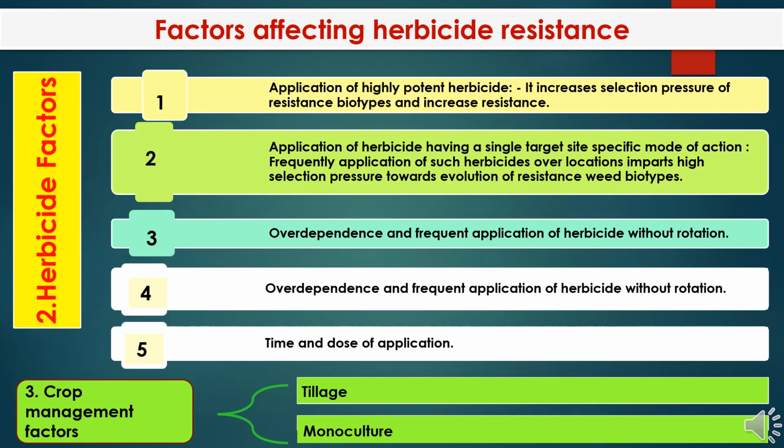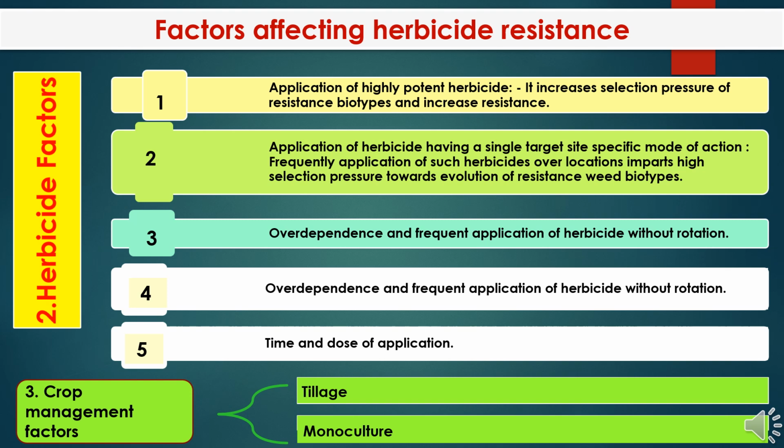Here we study herbicide factors and crop management factors which affect herbicide resistance. Under herbicide factors, there are different categories. First is application of highly potent herbicide. It increases selection pressure of resistant biotypes and increases resistance. Second is application of herbicide having a single target site, a specific mode of action. Frequent application of such herbicides over locations imparts high selection pressure towards evolution of resistant biotypes.